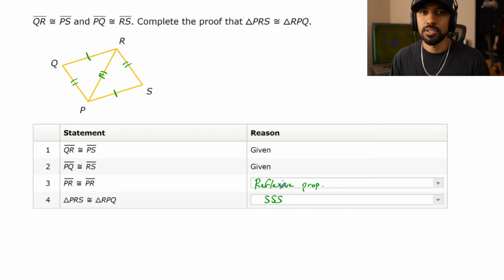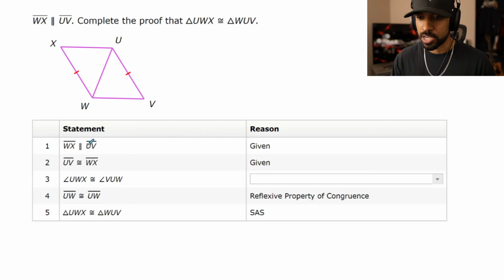There's going to be something called CPCTC that down the line you're going to learn. It's not here. That's not what it means. It's actually the statement that's used after this if you're going to prove that other parts are congruent. All right, but I'll move on with the video because I've already spent a lot of time in the beginning.